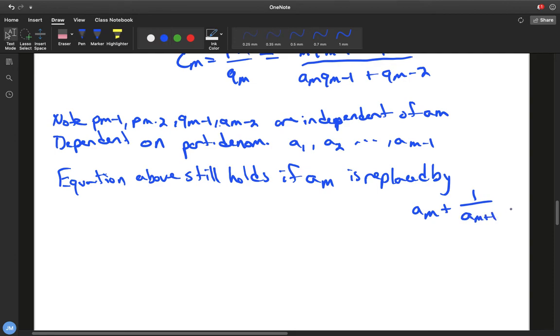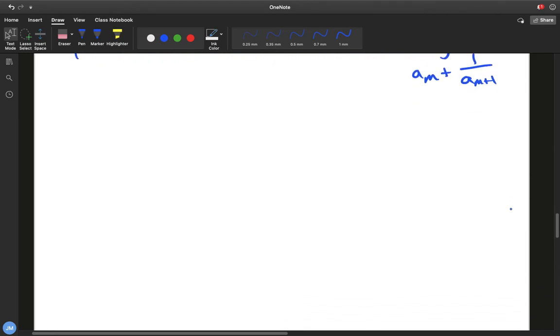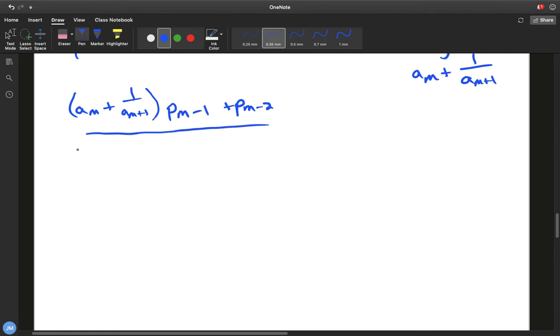Okay, so let's go ahead and rewrite our equation from above using that notation. We can say that p sub m over q sub m, well, a sub m has been replaced, so we've got a sub m plus 1 over a sub m plus 1 multiplied by p sub m minus 1 plus p sub m minus 2, all over a sub m plus 1 over a sub m plus 1 multiplied by q sub m minus 1 plus q sub m minus 2.